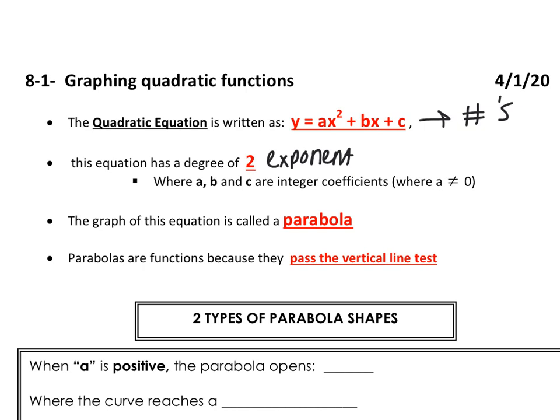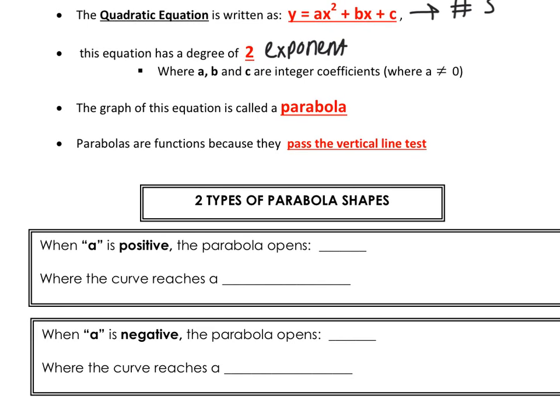The graph of this equation is called a parabola, and we say that parabolas are functions because they pass the vertical line test. We're going to go over what a parabola looks like shortly. There are 2 types of parabola shapes. When a is positive, the parabola opens upward, or just up. And we say that the curve reaches a minimum.